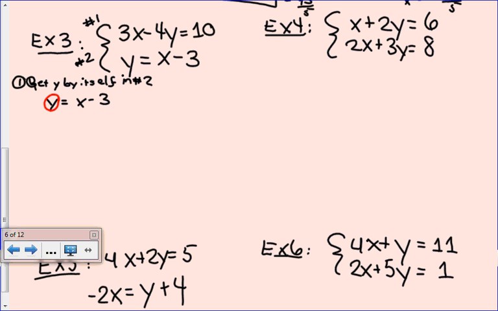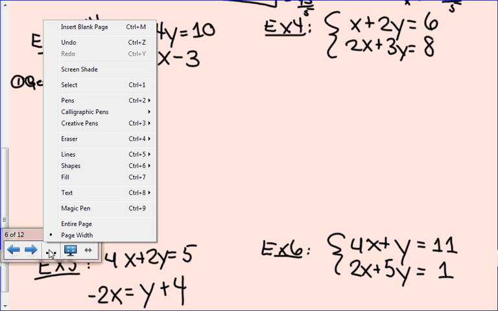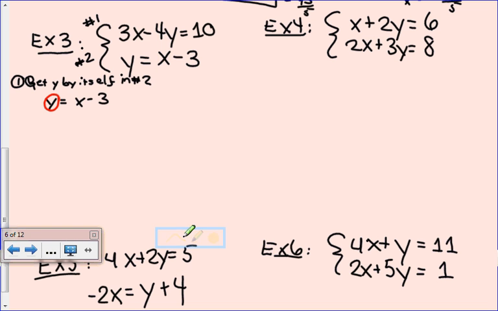Circle your y and all that, around the parentheses. We got it in number 2, so we must put it into number 1. So I'm going to rewrite number 1.